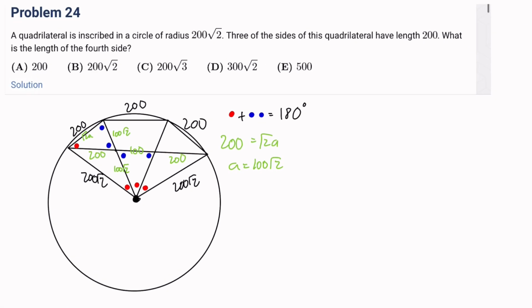And so what we wanted is the length of the fourth side, and that side is right here, right? But then we know this length and this length and this length, that is 200, 100, and 200. So the length is 200 plus 100 plus 200, which equals 500. So the answer is E.